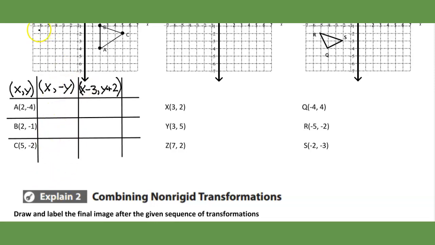So we have the first set. Negative n is called x comma negative y. We have 2 comma positive 4. We have 2 comma positive 1. And we have 5 comma positive 2. So these are A prime, B prime, and C prime.